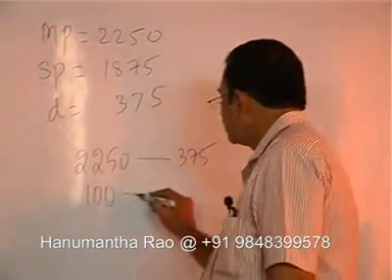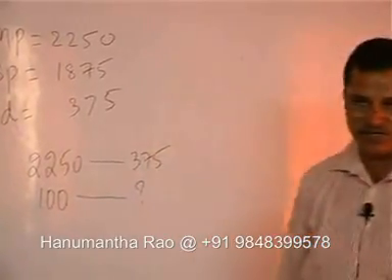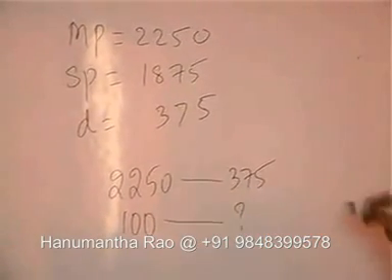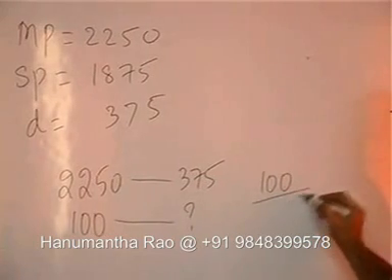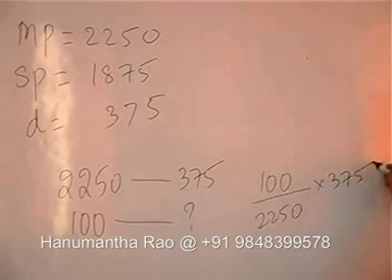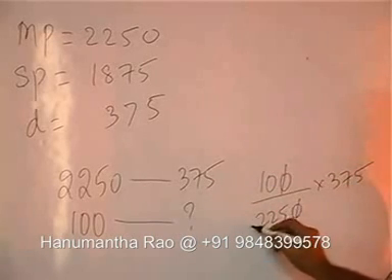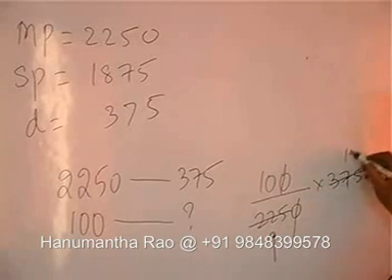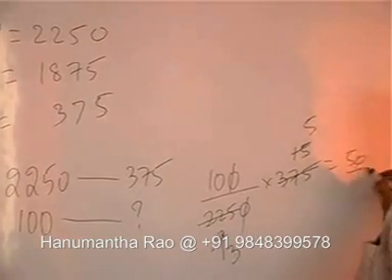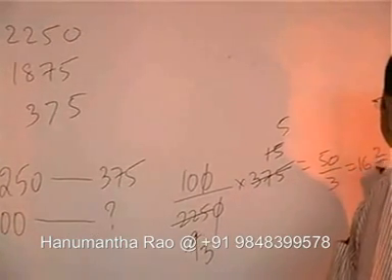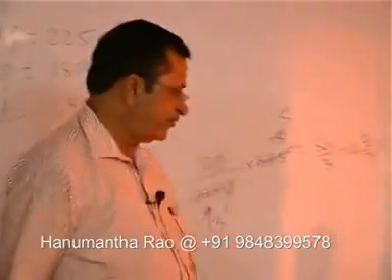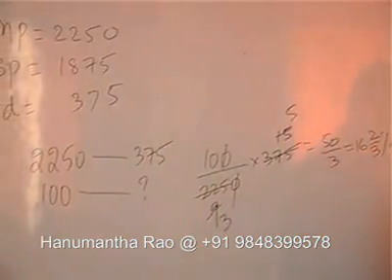For 100, what will be the reduction? Compared with 2250, the value of 100 will be less. So less by more into 375, 25 nines, 25 15s, 3 threes, 3 5s. 50 by 3 means 16 2 by 3%.